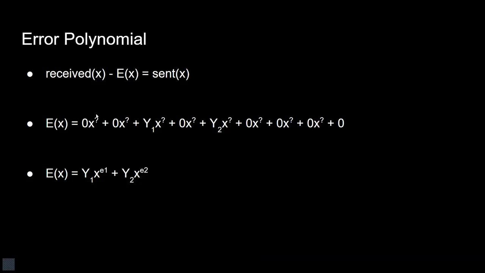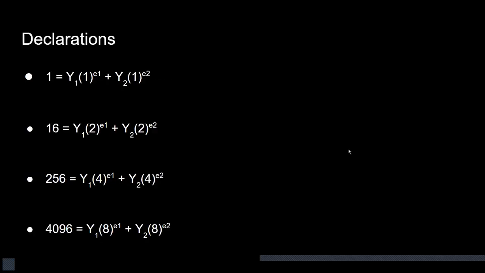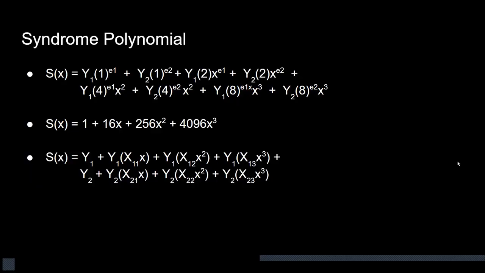As you can see here, we have all of the powers of x with 0 coefficients and then 2 with y's. These correlate to the 2 errors that we can correct with this algorithm. We have a few declarations of equivalence here, which we will use in our syndrome polynomial later, and we will be using the roots of the generator matrix in these.